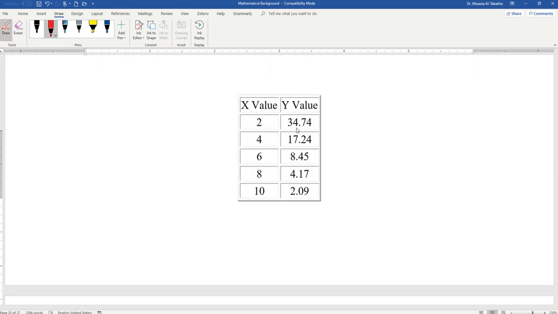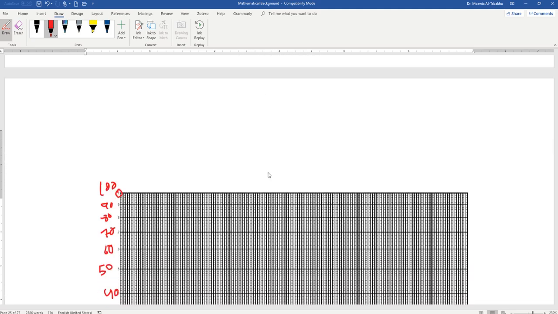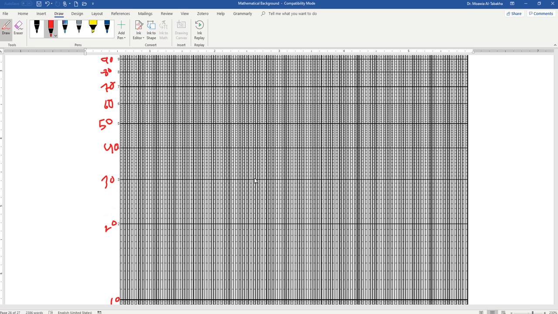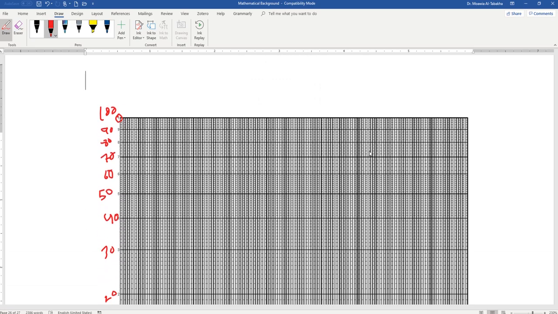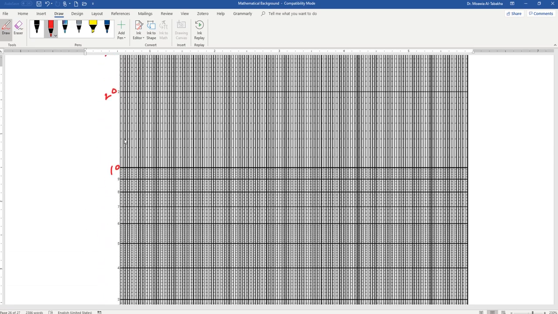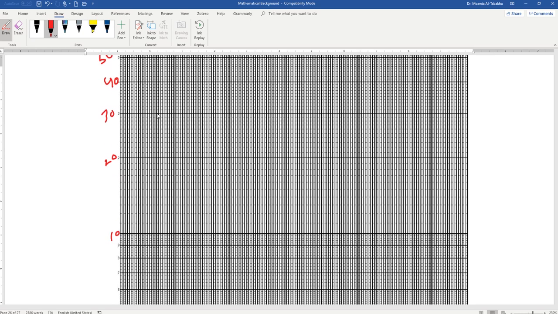Now let's see 2 with 34.74. Let us see 2 with 34.74. 34.74. Here is 2. 34 is about 30. Okay, 34, what? Look here, 1, 2, 3, 4, 5. And here we also have 5 above it, so here actually is my number, my number will be here. 34.74.